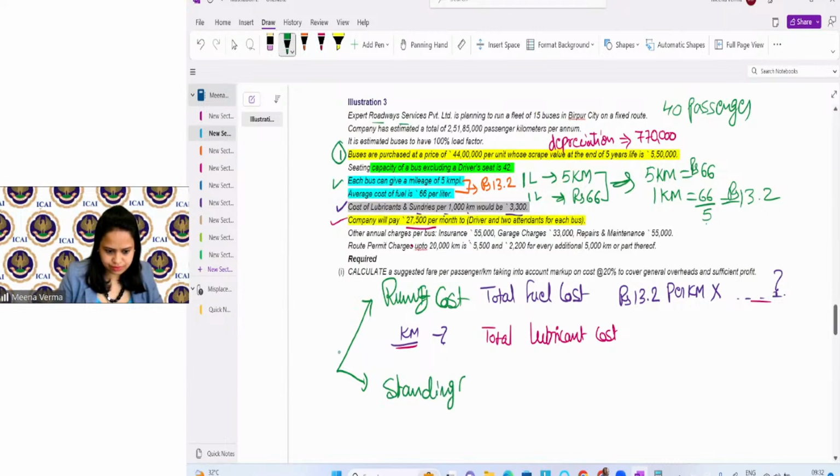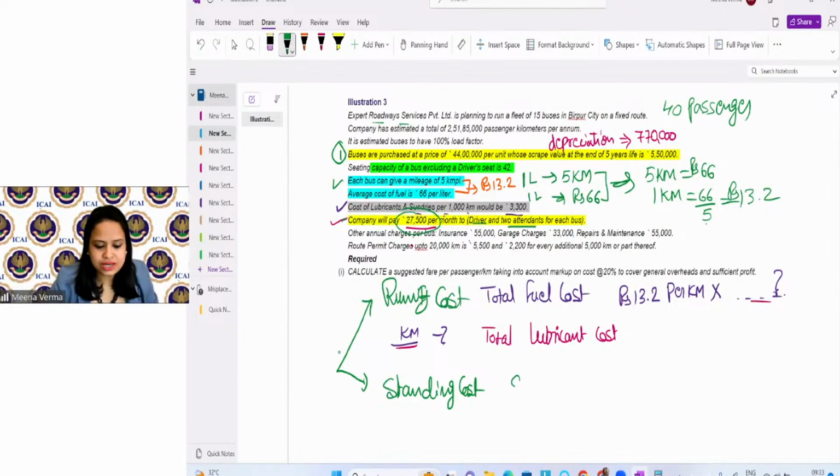Right? What is the standing cost here? The salary per annum. We are doing this calculation for annual, right? For the entire year. So what is given here? Salary to the driver and to the attendant. Total salary is given here, 27,500. This is the total salary.